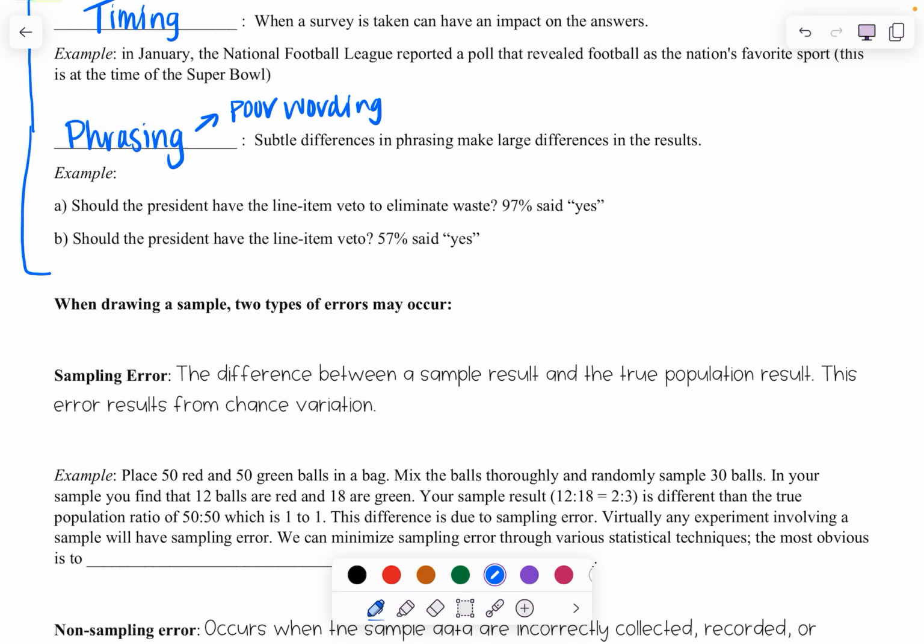But if you have a more broad question of like, should they have it at all? Because you want people to disagree with it, that is when less people said yes. So you're writing the questions in a way that are getting responses that you want. It needs to be neutral. It needs to be just a question where you're not leading people one way or the other. So in this case, poor wording, phrasing is a form of response bias.